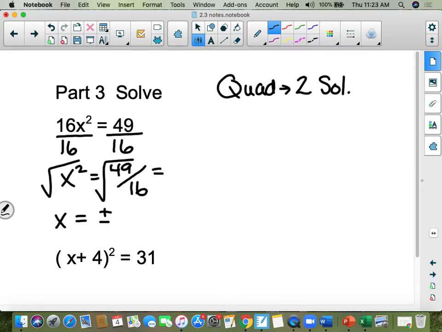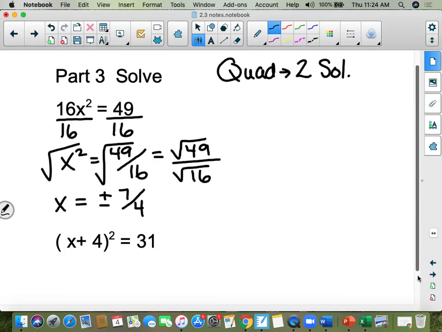And you learned what to do if you see the square root of a fraction. Miss Cho says to split it up into separate ones. The square root of 49 is 7, and the square root of 16 is 4. The answers are plus or minus 7/4.